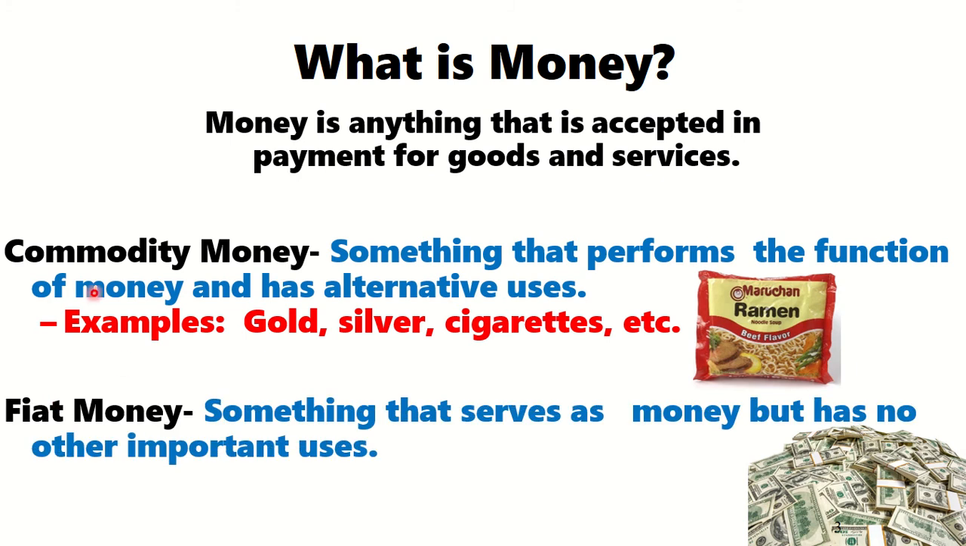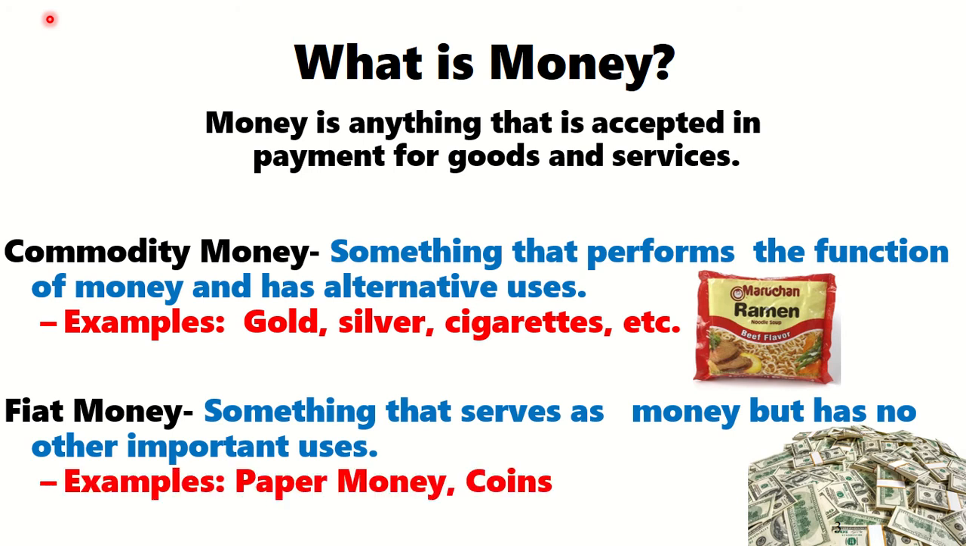And then you have what we call fiat money, which is what we use in our money system. And that's something that serves as money but has no other important use. So, for example, coins and paper money, it's just the representation of money or some type of purchasing power to buy goods and services, but it really has no other use other than that.